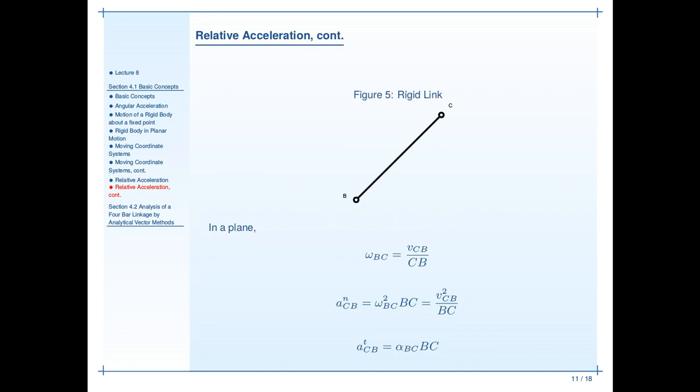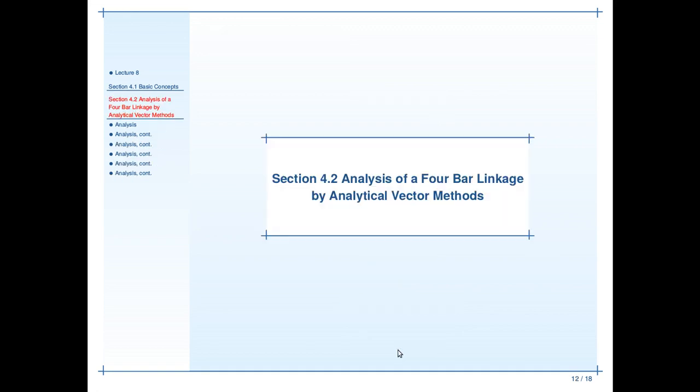And just to make things very, very explicit, when we're looking at the velocities and then using those to calculate the accelerations, we know that the angular velocity of c with respect to b can be seen as the velocity of c with respect to b divided by the length between the two points, and we can then use that definition for the normal and tangential. Alright, so those are the preliminaries.